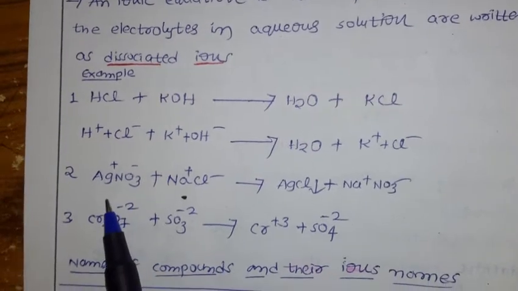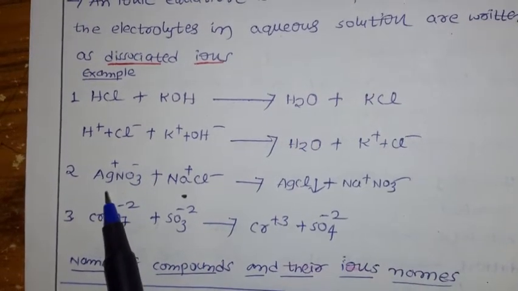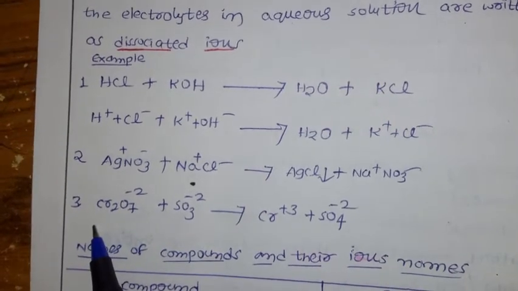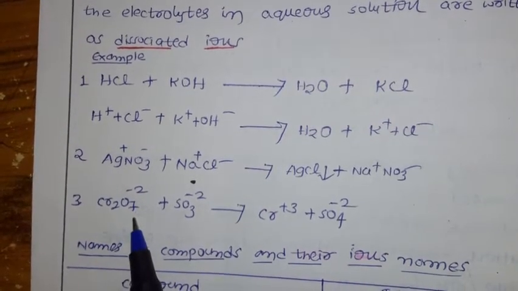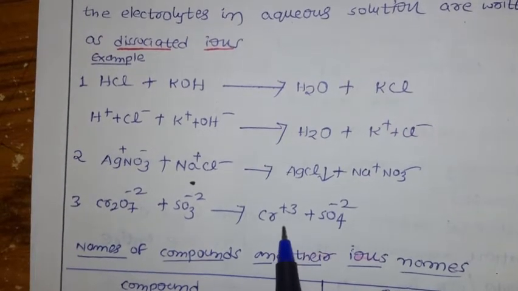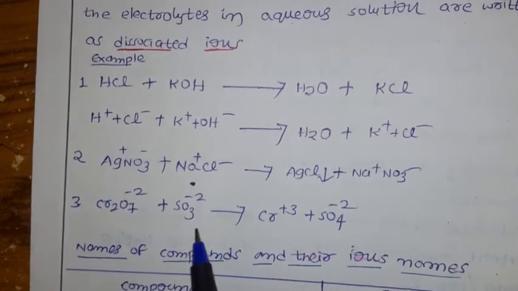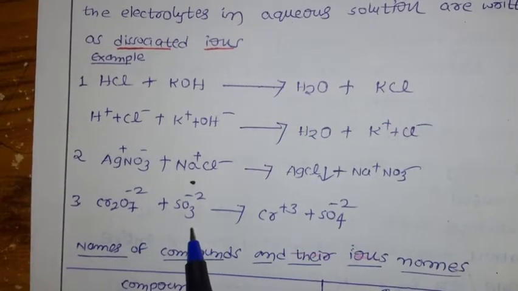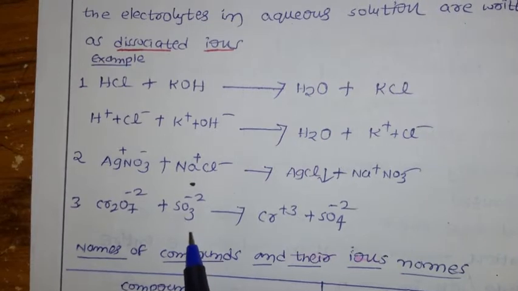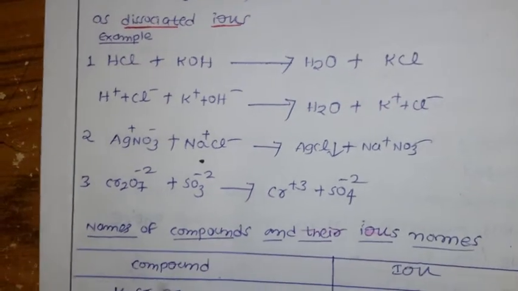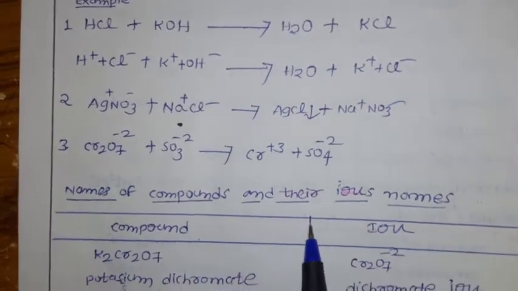Next, in this example also we are going to write the equation in the form of ions. In the third example, you can see dichromate ion reacting with sulfite gives Cr3+ and sulfate ion. Note, this is sulfite and this is sulfate. So an ionic equation means that if you write the equation in the form of ions, it is called an ionic equation.